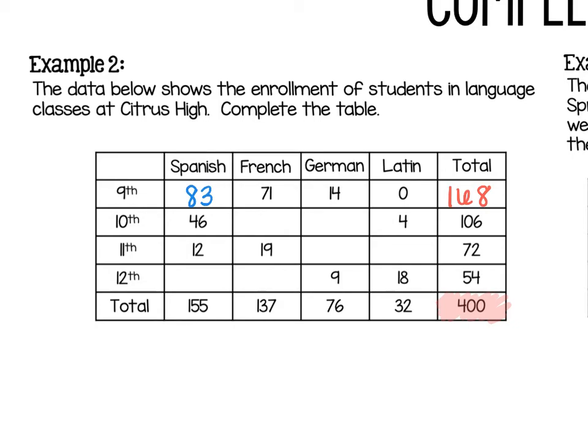I can also go ahead and fill in the 12th grade Spanish students based on the marginal frequency of 155. There are 155 students that take Spanish, minus the 83 freshmen, 46 sophomores, and 12 juniors, leaves me with 14 seniors taking Spanish.